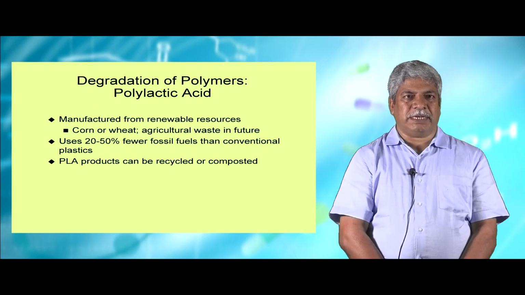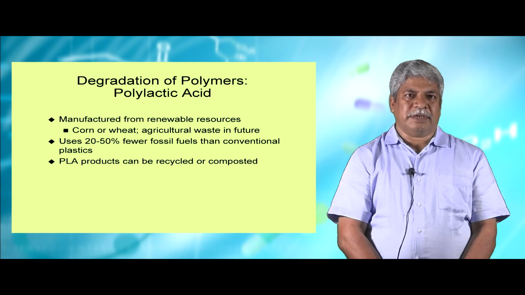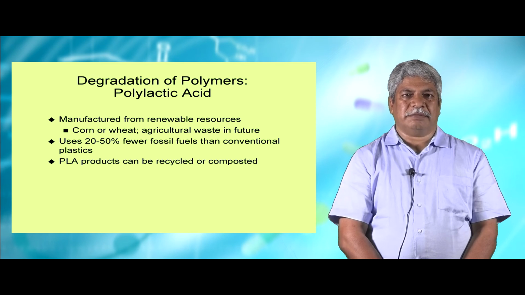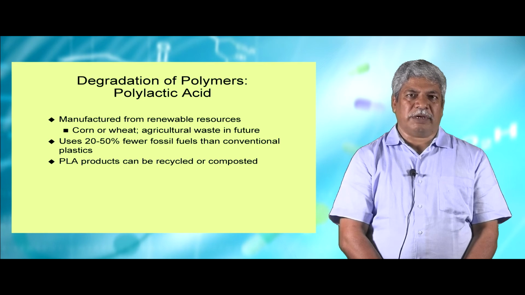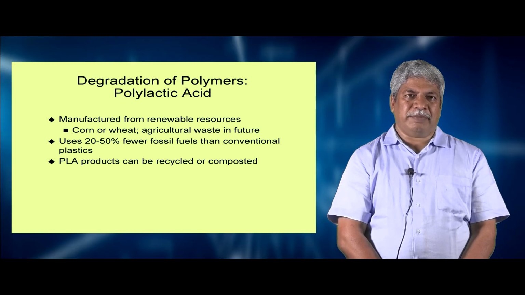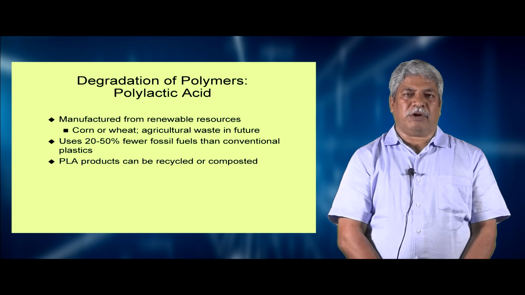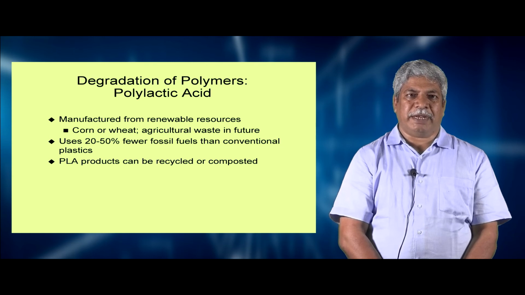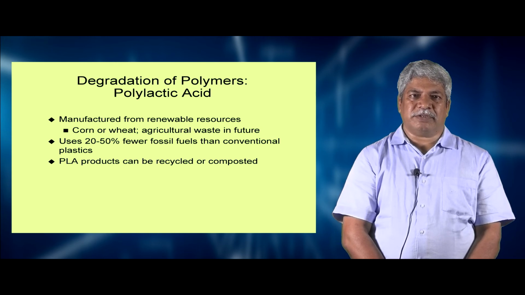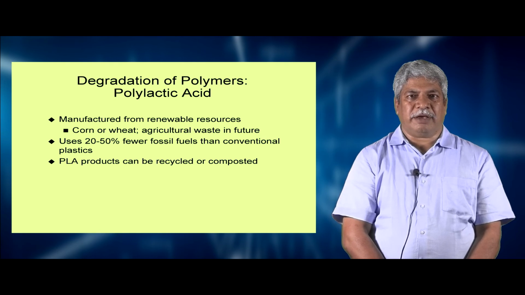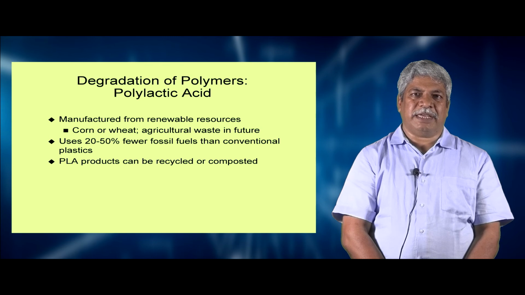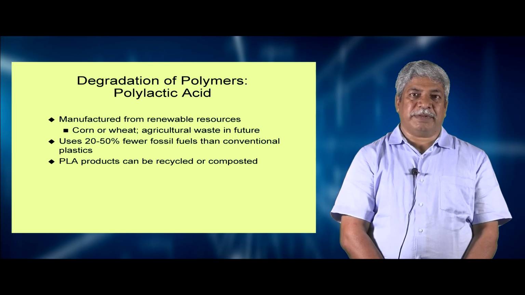So as far as possible, if we take the materials from renewable resources, say for example, corn or wheat, the agricultural wastes as a feedstock, and if we take the substances from them and prepare polymers and other useful articles, they will degrade very easily. And not only that, they use 20 to 50% fewer fossil fuels when compared to the conventional plastics. And with this, the polylactic acid products are recyclable and they undergo degradation very easily, and it becomes a beautiful example to explain this principle.